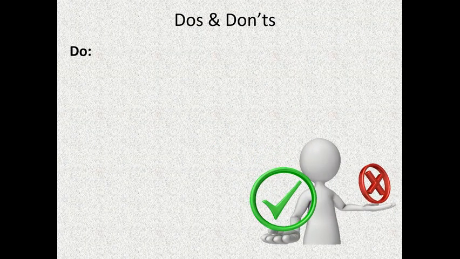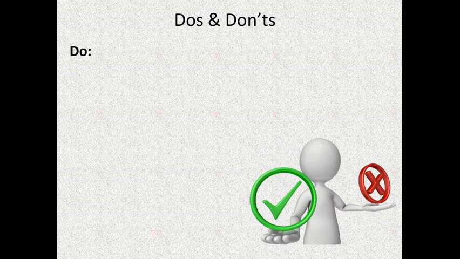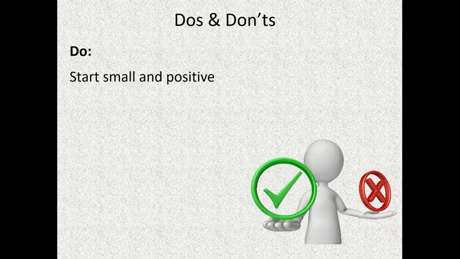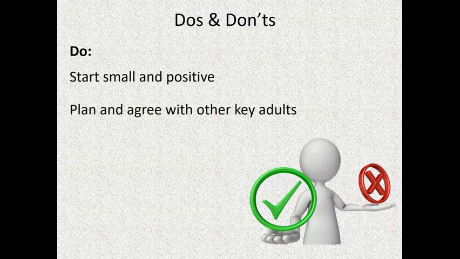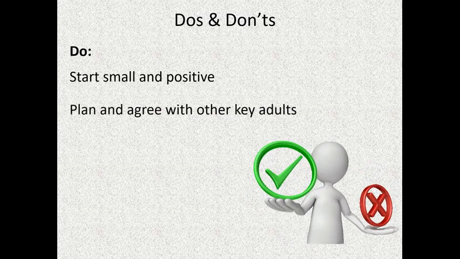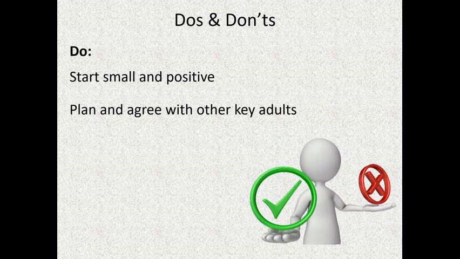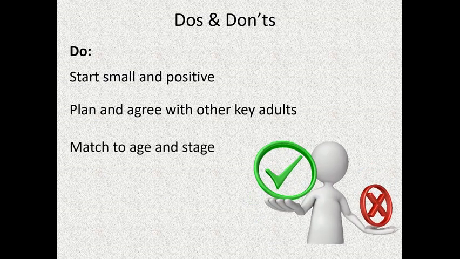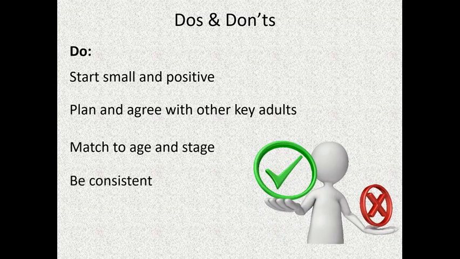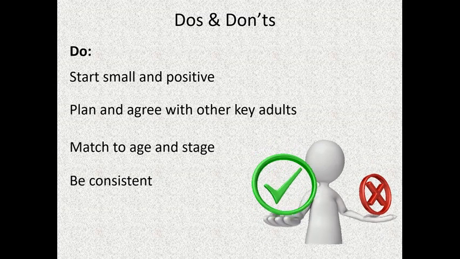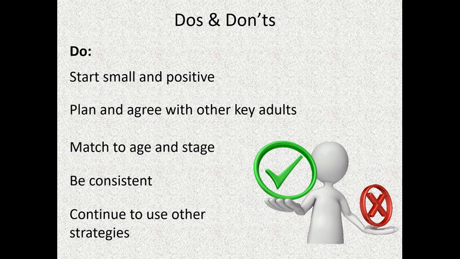To help us with our use of scripts, there are some simple do's and don'ts. For example, start small and positive. Focus on an achievable and successful outcome. Plan and agree your scripts with other key adults who also work with the child or young person. Match the language you use to the age and stage of the child or young person. Make sure that you're consistent in your approaches, and continue to use other strategies alongside scripting.